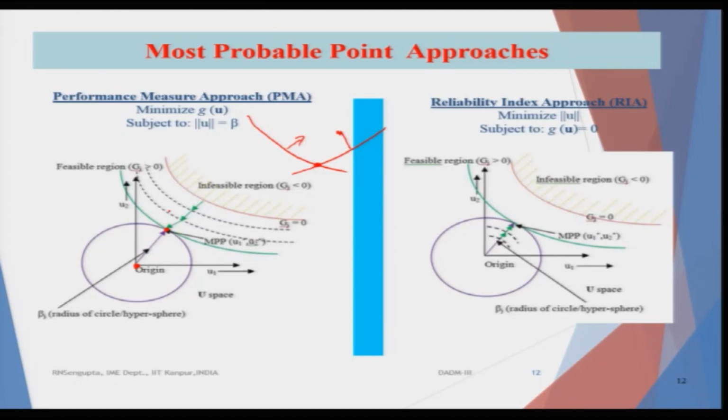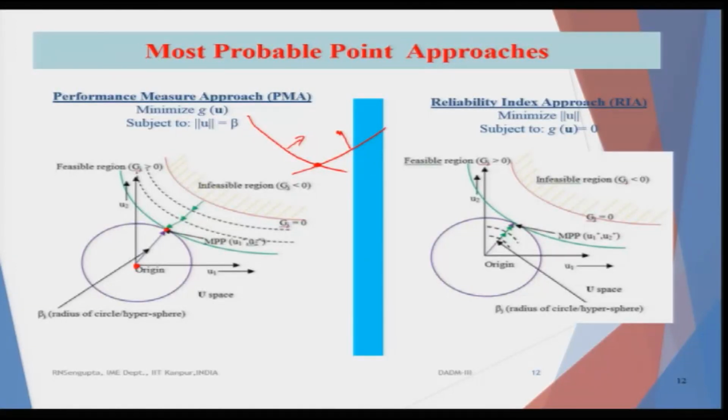So, this is the method you have for the PMA method, the performance measure approach, where your main criterion is to minimize the function g of u, provided the mod of the distance in the u space is beta. Beta is the level of probability which has already been defined by the decision maker.